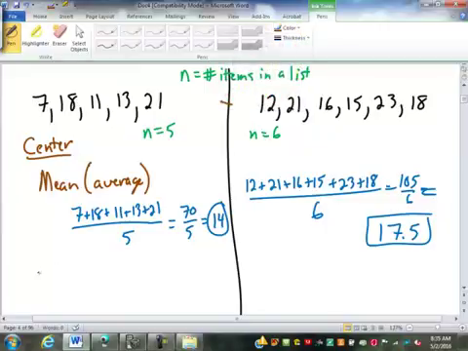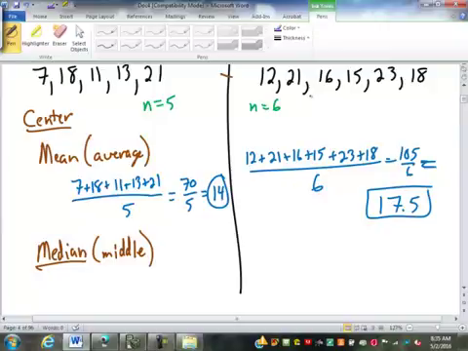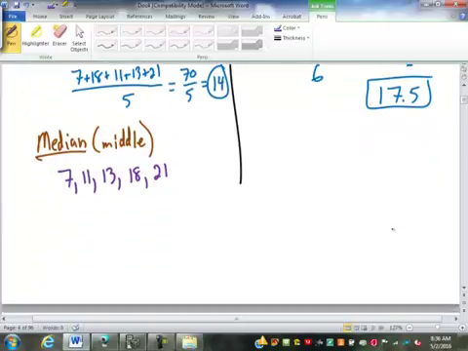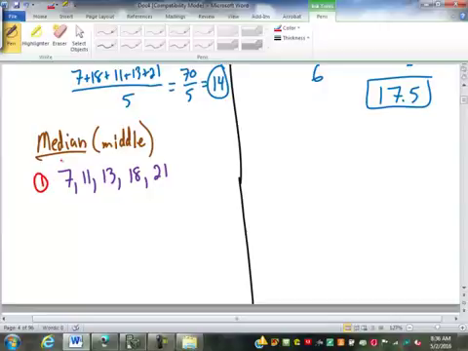Our second measure of center is something called the median. The median is the middle number. Now to find the median, we first must put the numbers in order from smallest to largest. So this first data set, we're going to do 7, 11, 13, 18, 21. Second thing we must do for the median, so that's step 1, is put them in order from smallest to largest. Step 2 is find the position of the median.